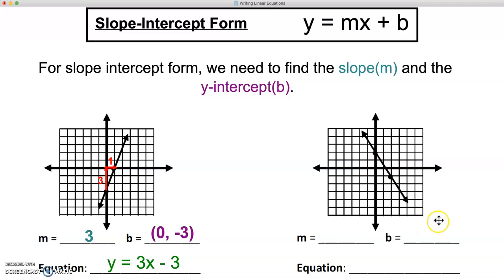For this example, our y-intercept is (0, +2), which means our b value is 2. Our slope, as we count the rise and the run, is going to be up 3, left 2, which makes a slope of -3/2. So now we know our slope and our y-intercept, and we plug those into our y equals mx plus b form, our slope-intercept form.